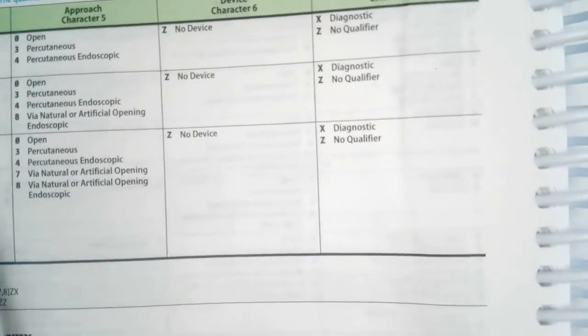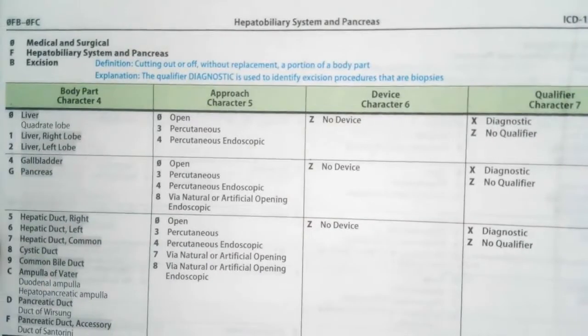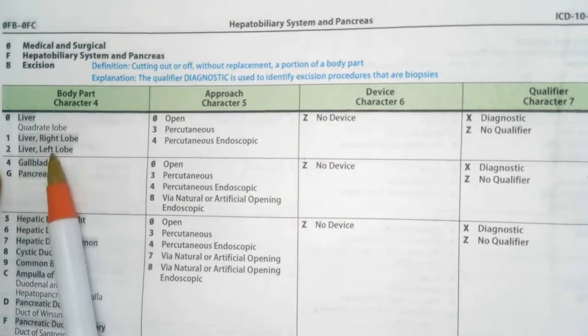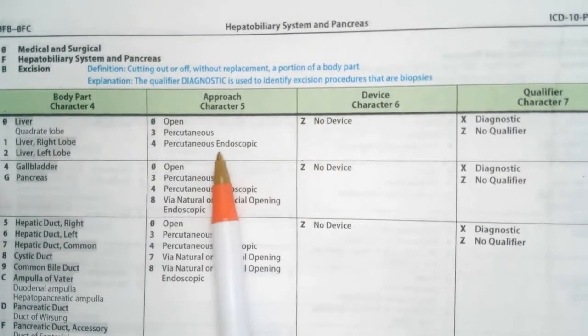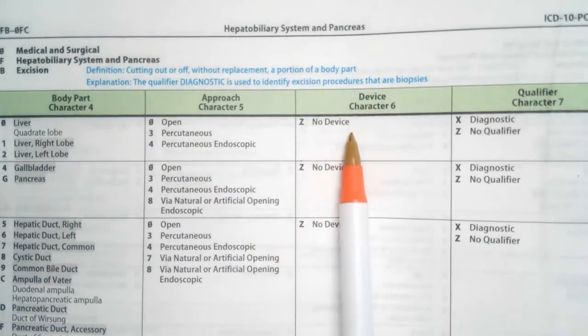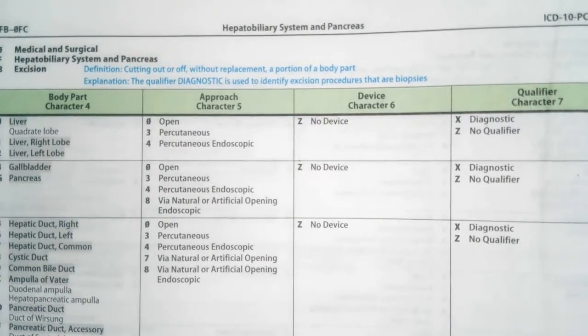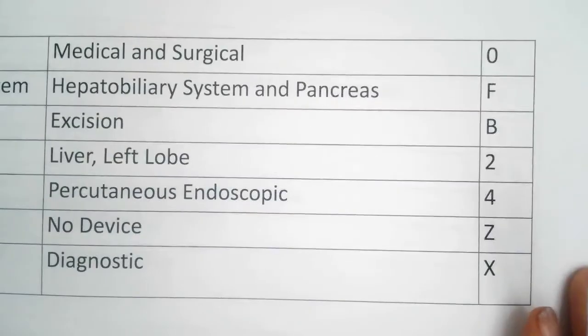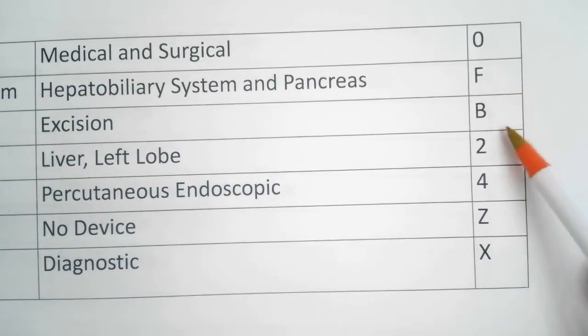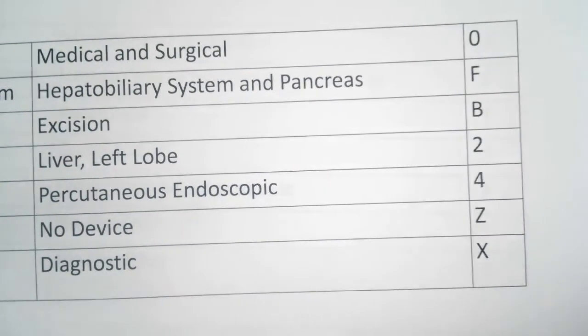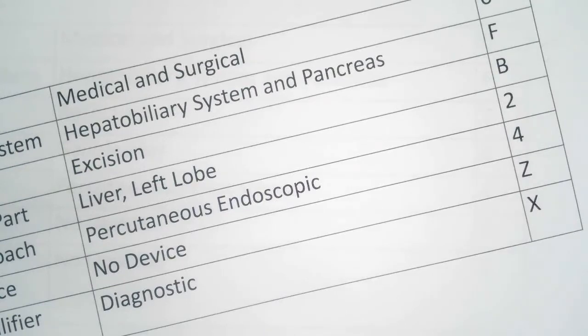Next, I'm going to go over to table 0FB. And same thing. Table 0FB. This was the liver left lobe. It was also percutaneous endoscopic, no device. This was a biopsy, so I'm going to use a qualifier of X. So my final code for the biopsy is 0FB24ZX.